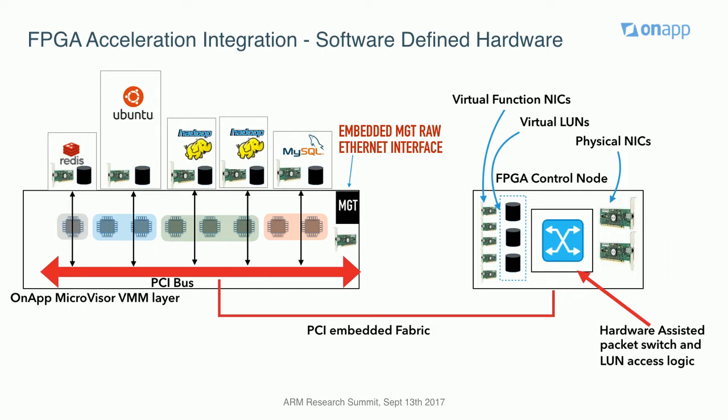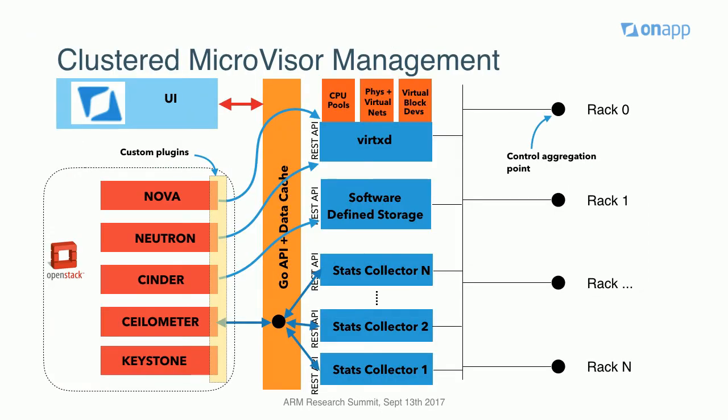And having the software control at this level also allows us to do replication, mirroring, and fault tolerance through the programmable logic of the FPGA fabric as well. Sitting above this is the management layer, which is a modified OpenStack infrastructure. OpenStack itself doesn't scale particularly well to this sort of infrastructure.